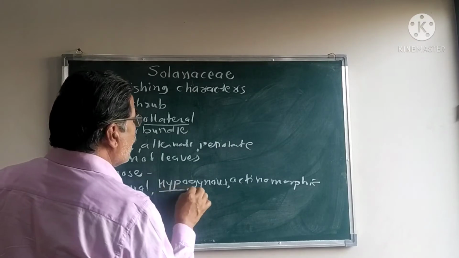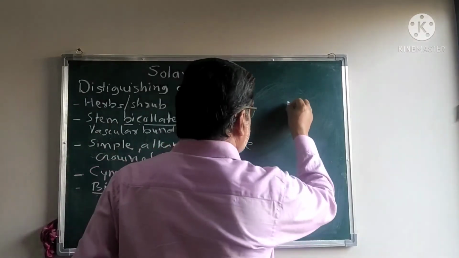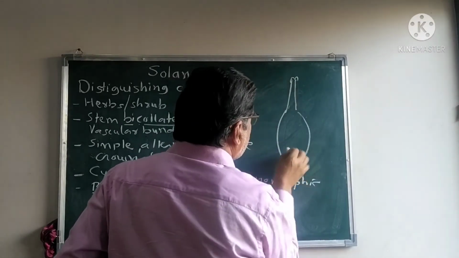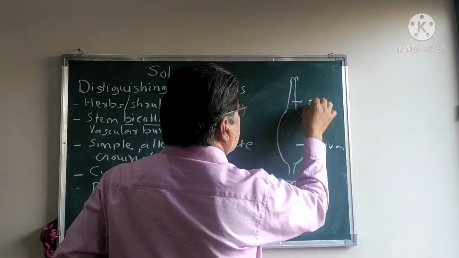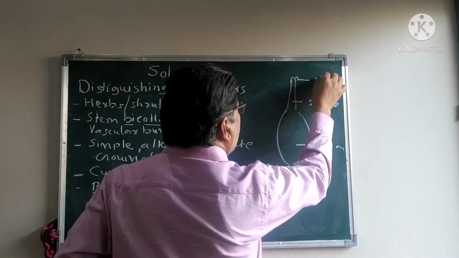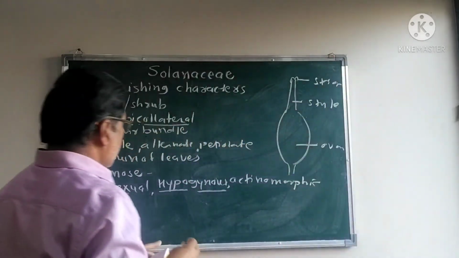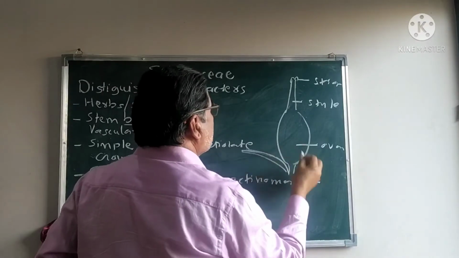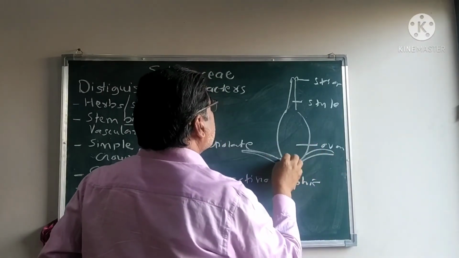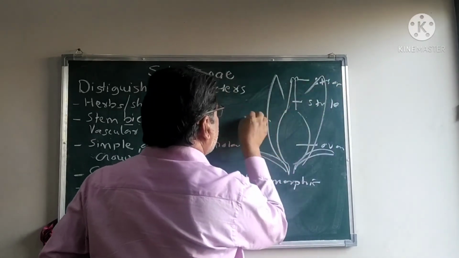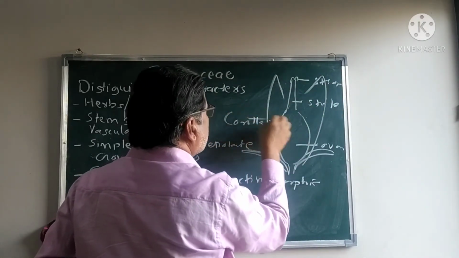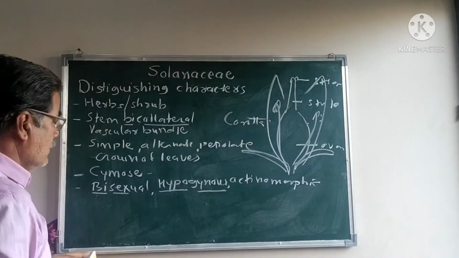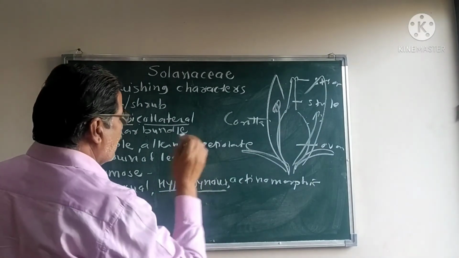The flower is hypogynous. This is the gynoecium, that is the ovary, style and stigma. Hypo means below, that is the calyx, the corolla, and the androecium are arising below the ovary. Such a type of flower is known as hypogynous.